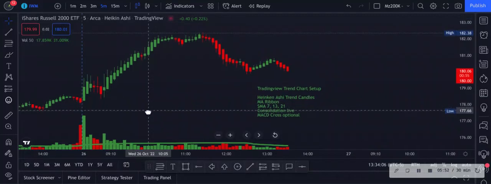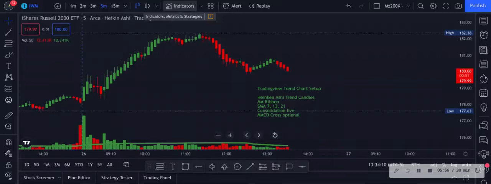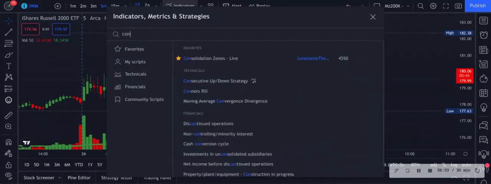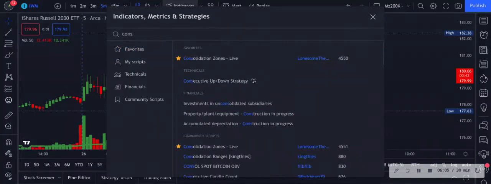So your second thing you want to do is we're going to go to indicators. And I don't like a lot of indicators, but when you're new, you're going to need them. So we're going to type in consolidation live. And it's called Consolidation Zones Live by Lonesome. And it has 4,550 followers on that indicator.